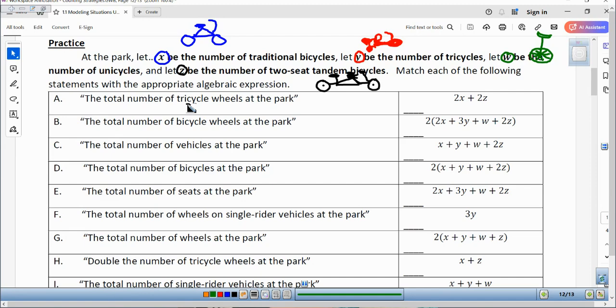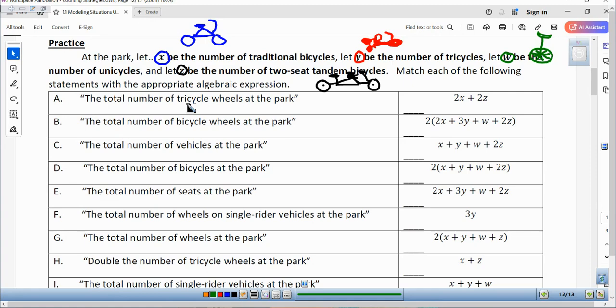Hopefully your answer is, I don't know, because you shouldn't know that answer. You would know that answer, though, if I said, hey, there are 7 tricycles at the park right now. Now you could be like, oh, okay, well, there are 7 tricycles. Every tricycle has 3 wheels. So how many wheels that belong to tricycles would there be at the park?